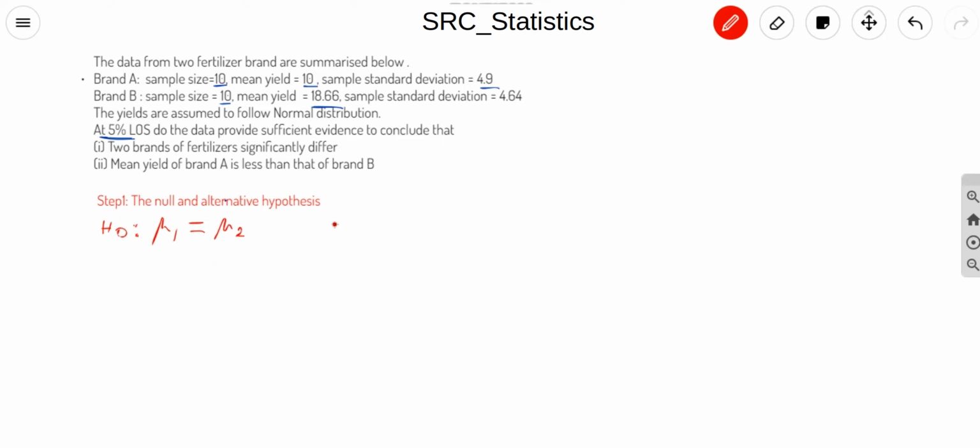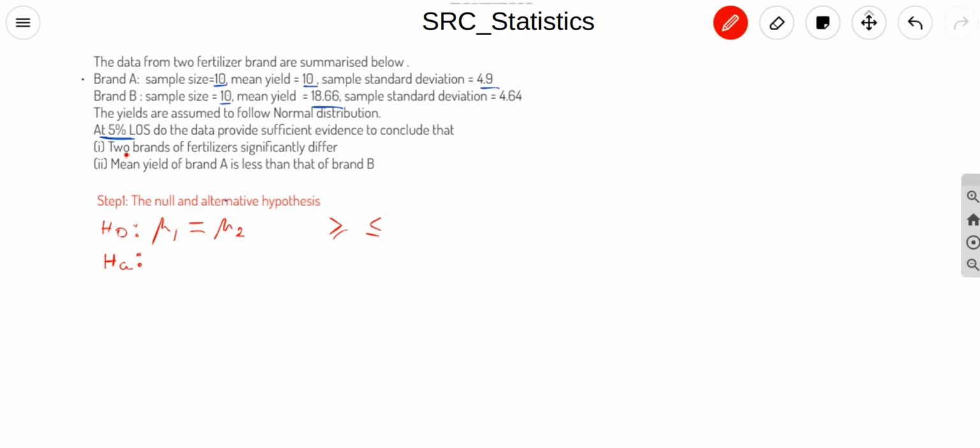It may be an equal sign, it may be a greater than or equal sign or a less than or equal sign, based on the question. The alternative hypothesis is the opposite of the null hypothesis, and it will be based on the question.